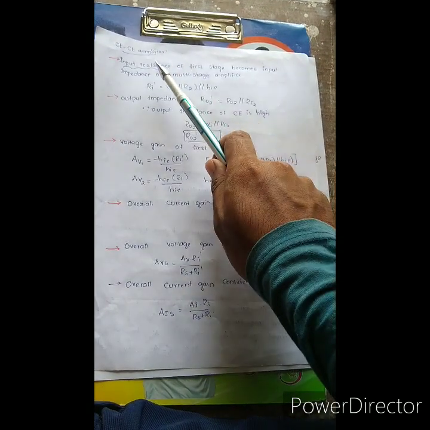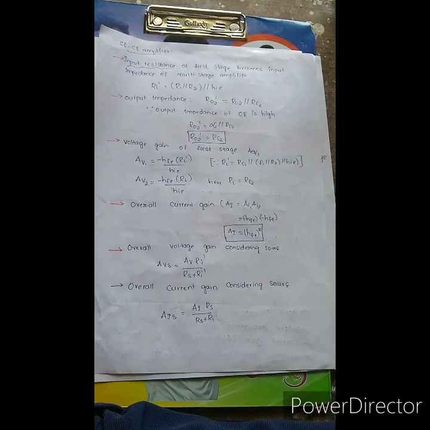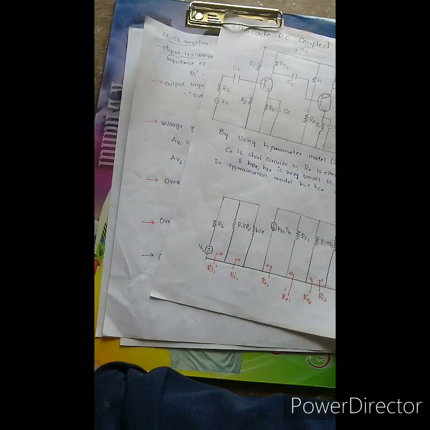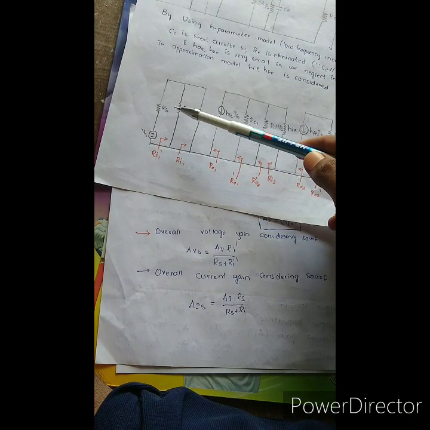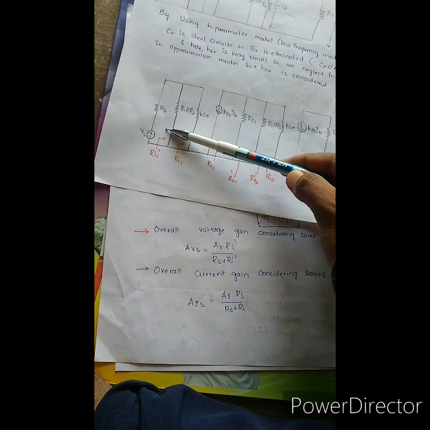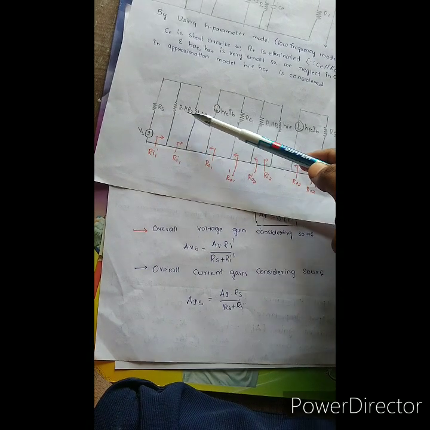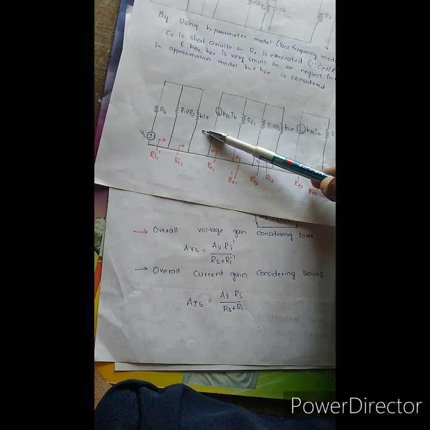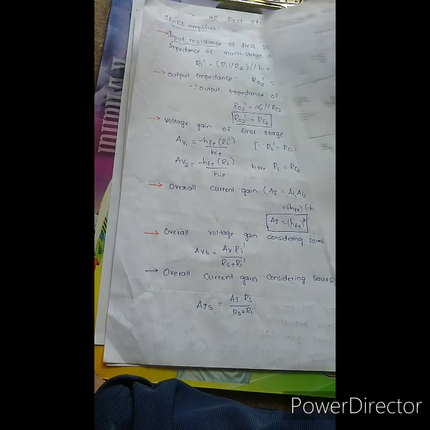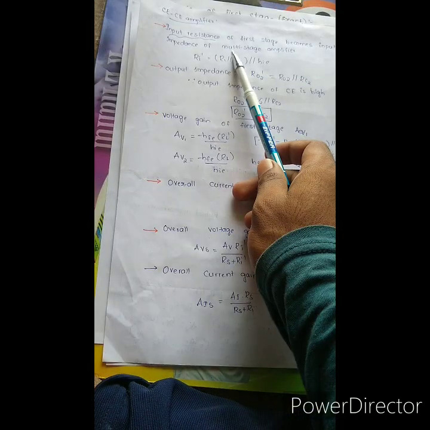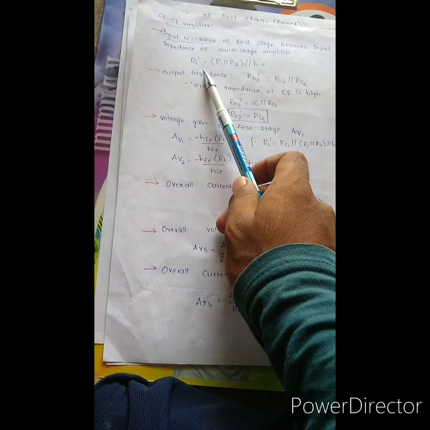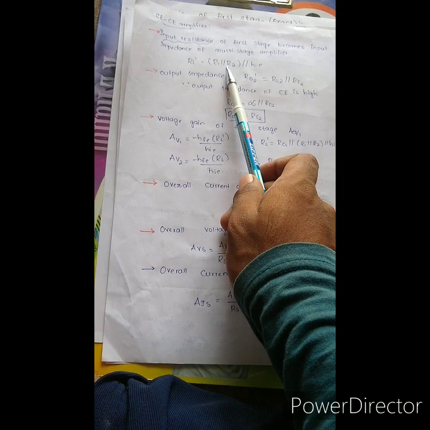CE amplifier input resistance is calculated by R1 parallel to R2 parallel to HIE, friends. It is the input impedance. So the input impedance of the multi-stage amplifier, Ri dash, equals R1 parallel to R2 parallel to HIE.